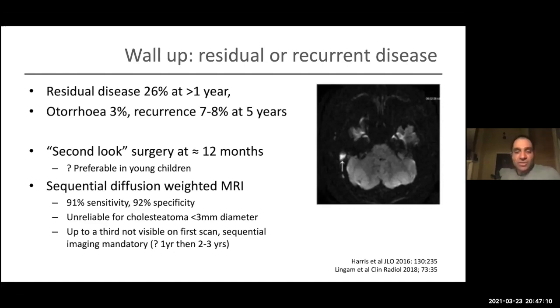The alternative now is sequential diffusion weighted MRI, which can pick up some of these with significant sensitivity and specificity, but not 100% certain, and unreliable for small cholesteatomas. However, some of these grow very slowly. So if you're going to do that, you need to image probably at 1 year, and then probably again at least at 2 to 3 years. Some people are saying even imaging at 5 years, because some can be missed at 2 to 3 years.